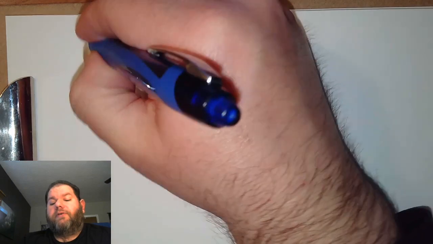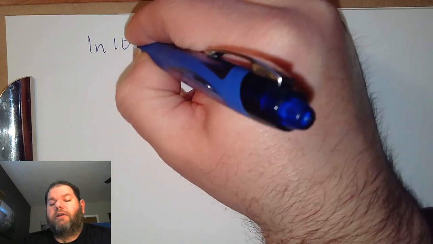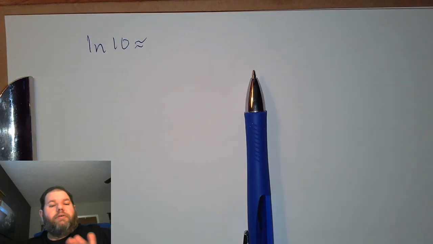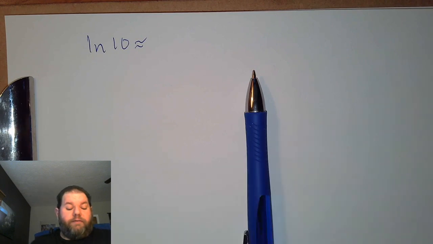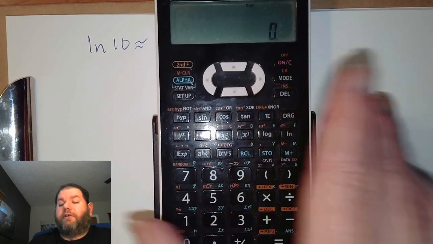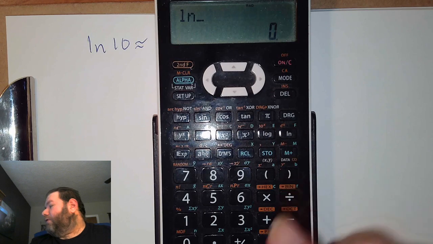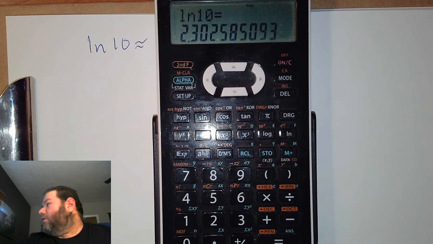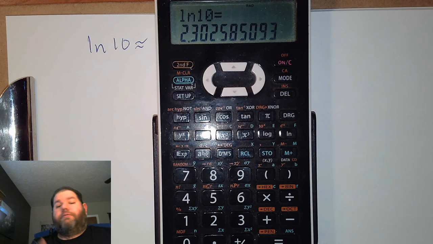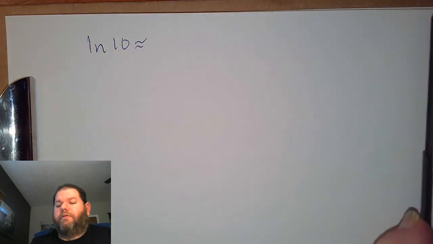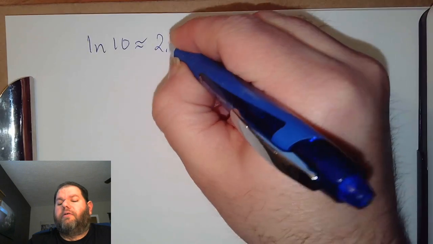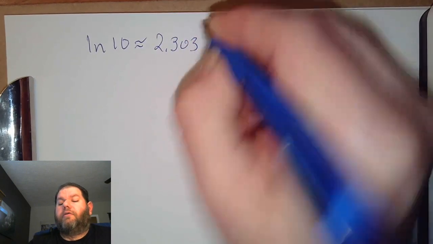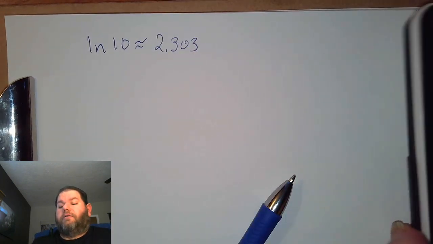The other one I mentioned was natural log of 10, and again, we either enter the 10 first and then press ln, or press ln first and then enter 10 and equals. This calculator will do natural log 10 equals, and that'll be 2.303 if we round.